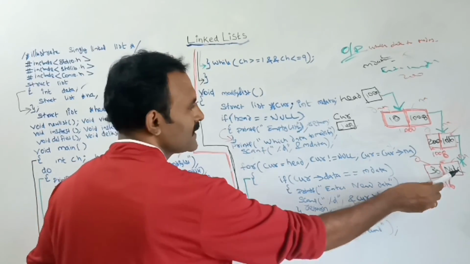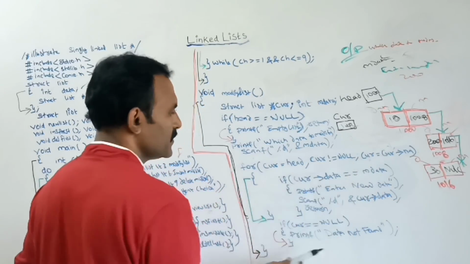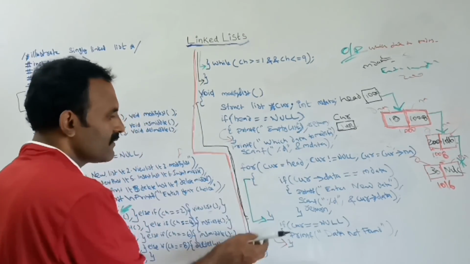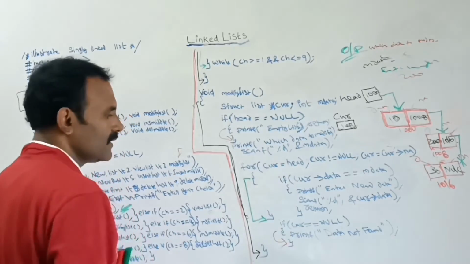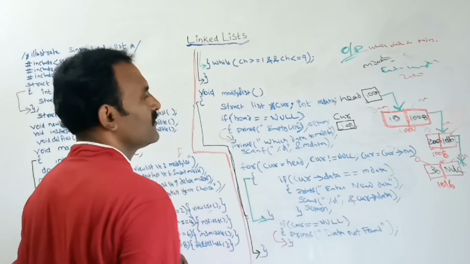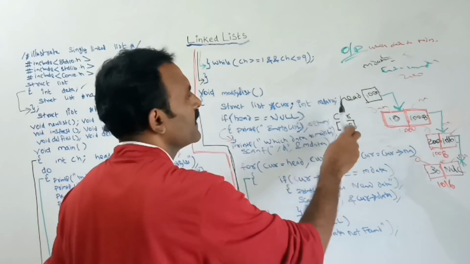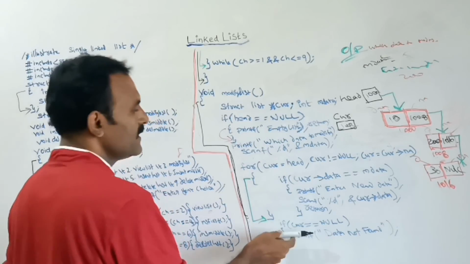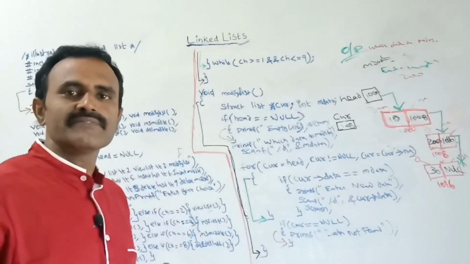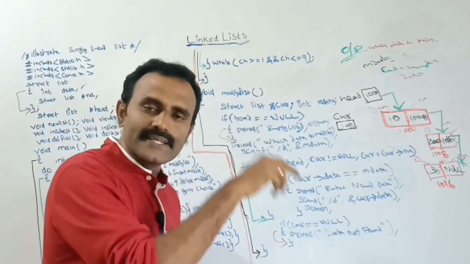At the last iteration, the next address value is null, so that null is stored to CUR. When it comes outside, the CUR value will be null. So if it is null, I am simply telling it to print data not found, because the data given is not equal to anything in this list. Finally I am telling it to print data not found. So in this way we can modify the data inside the list.